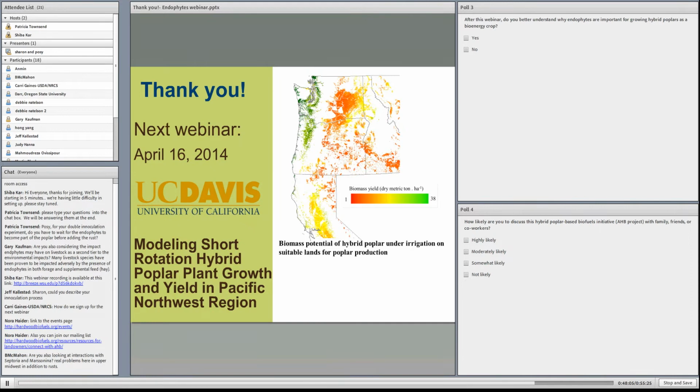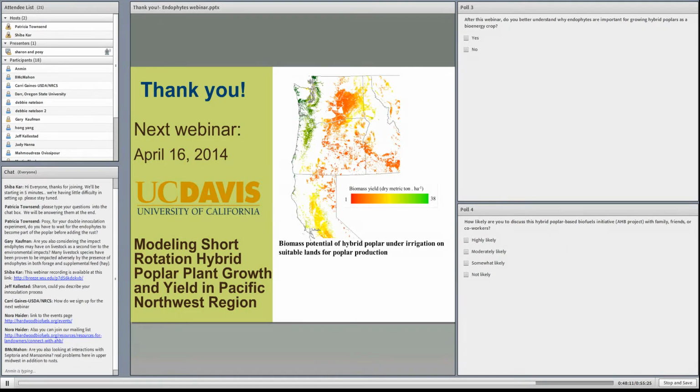And here's another question. This is a really good question about other pathogens like Septoria and Marssonina, and we are in fact looking at those pathogens. So far, most of our work has focused on rust, which is the major pathogen here in the Pacific Northwest.